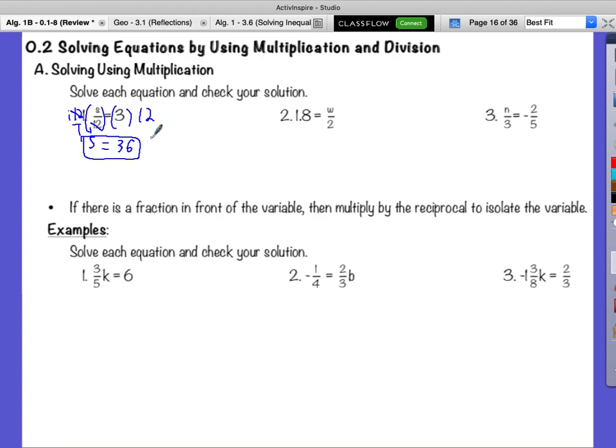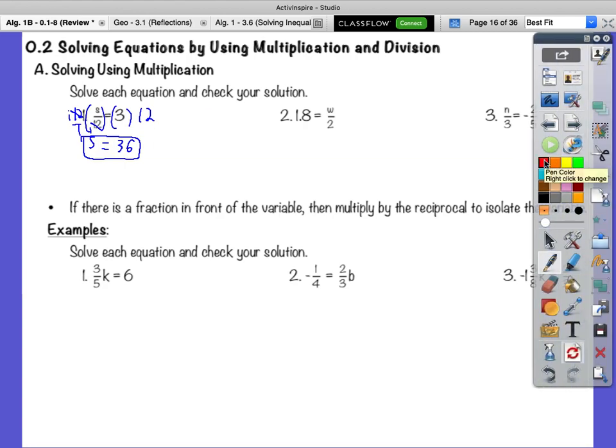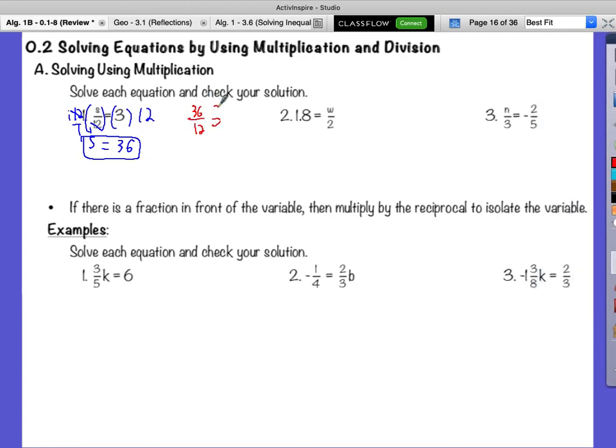Now, if we wanted to check, if we were wondering, hey, is that 4 or is it 36, how can we check? Go back in and plug it in, right? So we could say 36 over 12 equals 3. What is 36 divided by 12? Well, that is going to be 3.